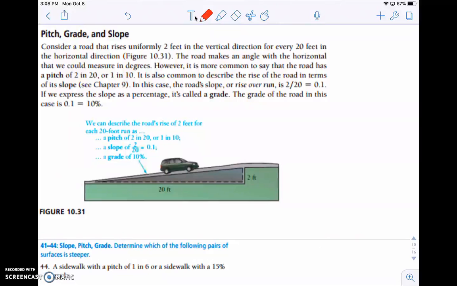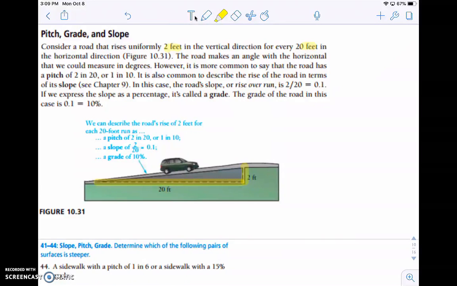Next thing we're going to talk about, we're going to switch from angles now to some triangle applications. And this is pitch, grade, and slope, something that you see a lot when you're driving on the road. They'll tell you a degree or a grade or a slope of the road ahead. So, if we look at a road that rises uniformly 2 feet in the vertical direction for every 20 feet in the horizontal, so again, vertically 2 for every 20 feet.